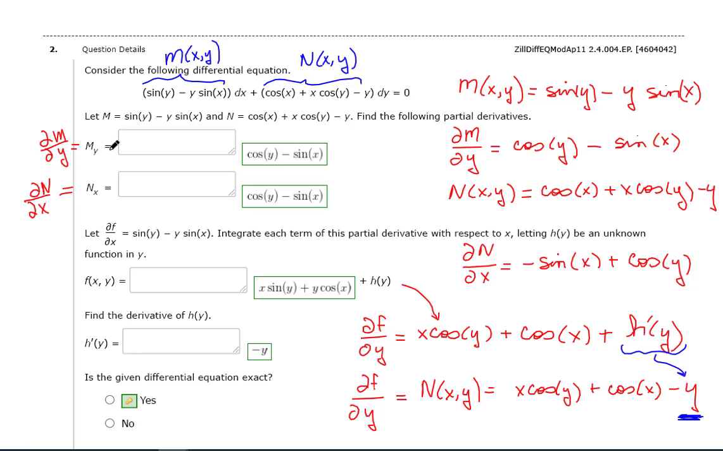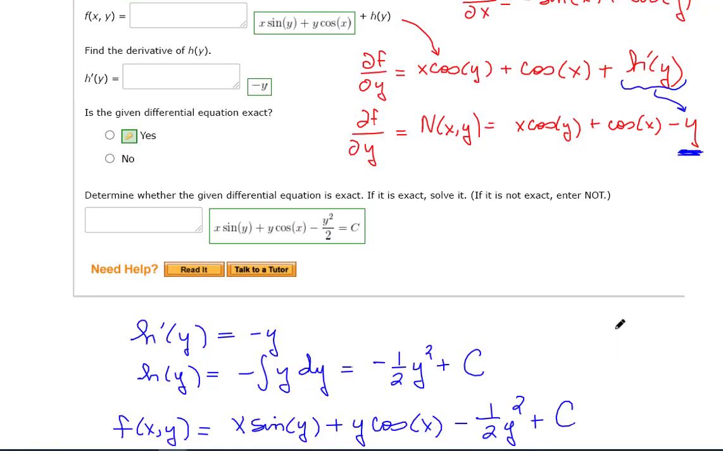All right, so we start off by letting the derivative of f with respect to y be this item. Now let's see, where did that come from? All right, let's see.